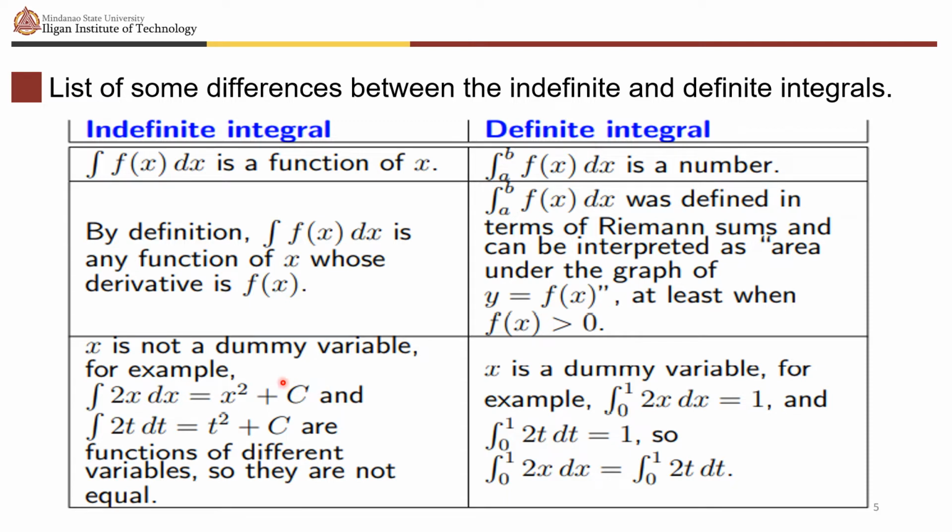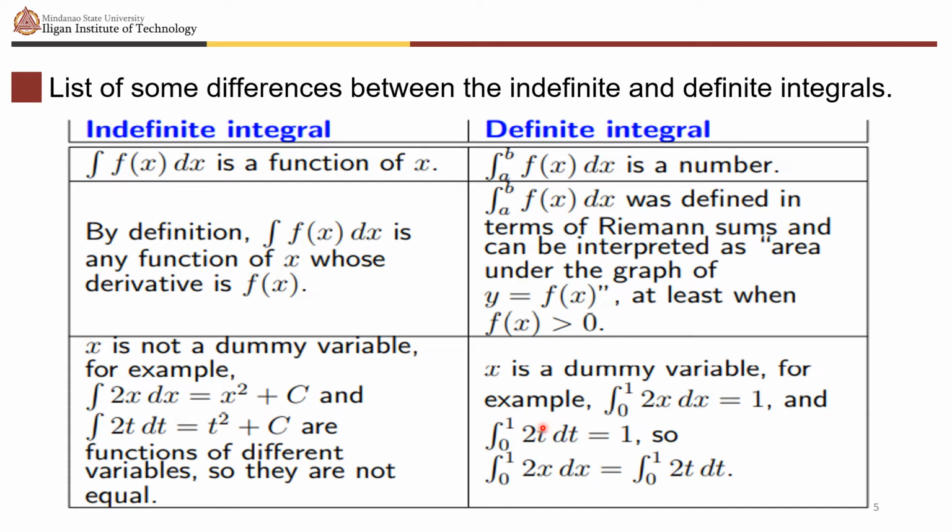For the indefinite integral, x is not a dummy variable. For example, the integral of 2x dx is equal to x squared plus c, and the integral of 2t dt is equal to t squared plus c. These are functions of different variables, so they are not equal.